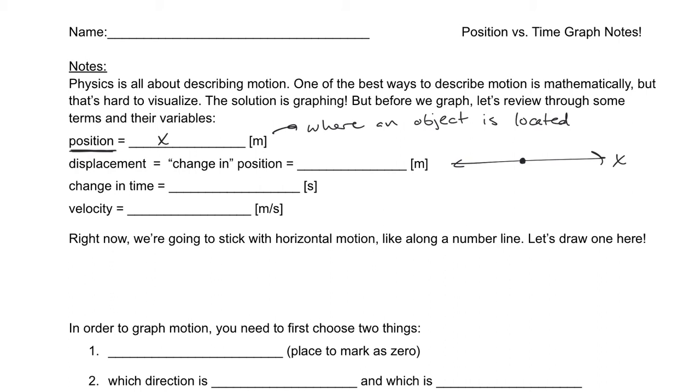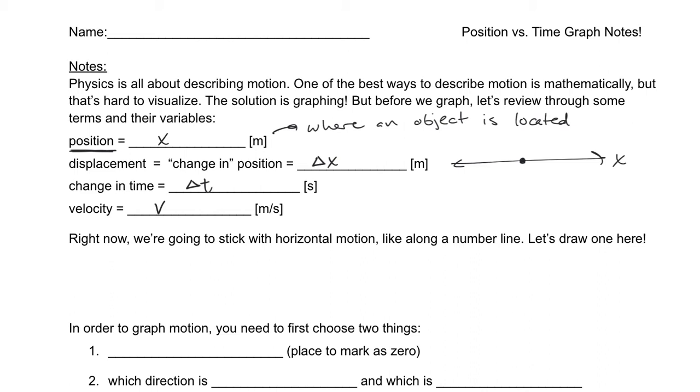Now displacement is a change in position. Change is represented by the Greek letter delta. So delta means change, position is X, and your displacement is simply how much your X value or your position changes. We also had change in time, which is a delta for change and a T for time, same as last class. And then our last thing was velocity, which was a vector, meaning it had a magnitude, or a numerical size, and a direction. They are the same as last class.